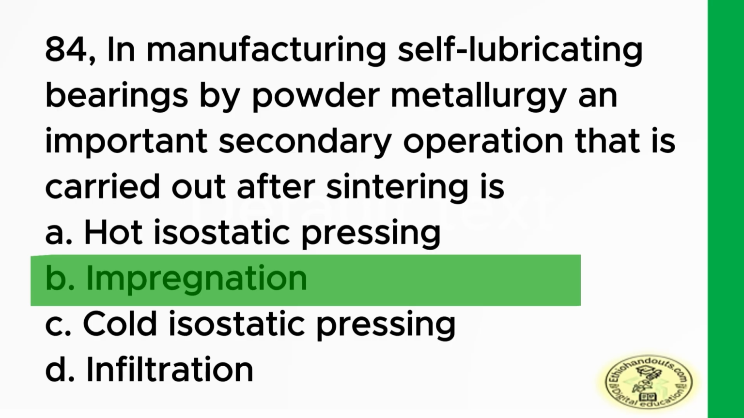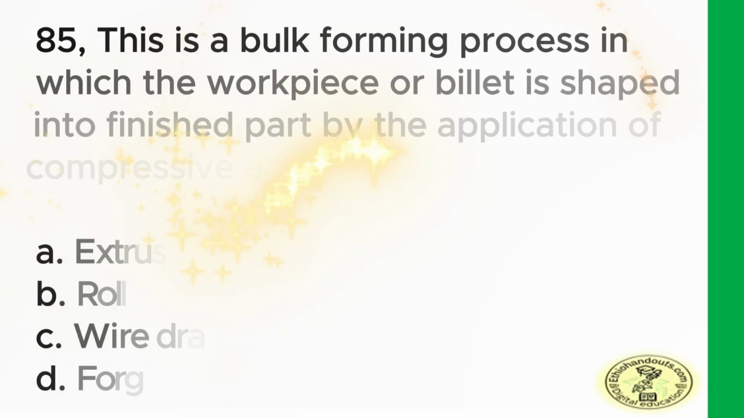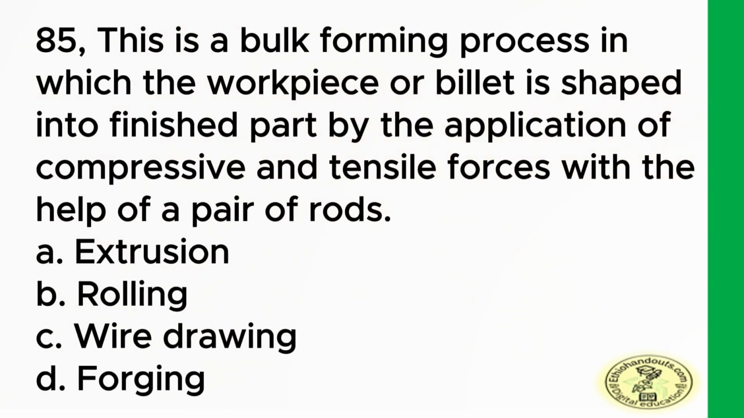The correct answer is B. Impregnation. 85. This is a bulk-forming process in which the workpiece or billet is shaped into finished part by the application of compressive and tensile forces with the help of a pair of rods. A. Extrusion, B. Rolling, C. Wire drawing, D. Forging.